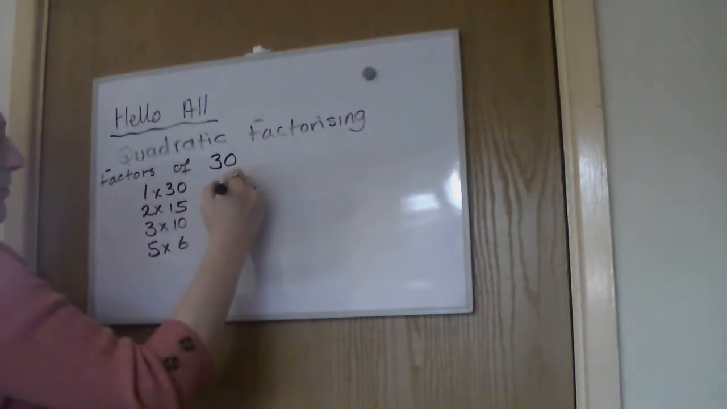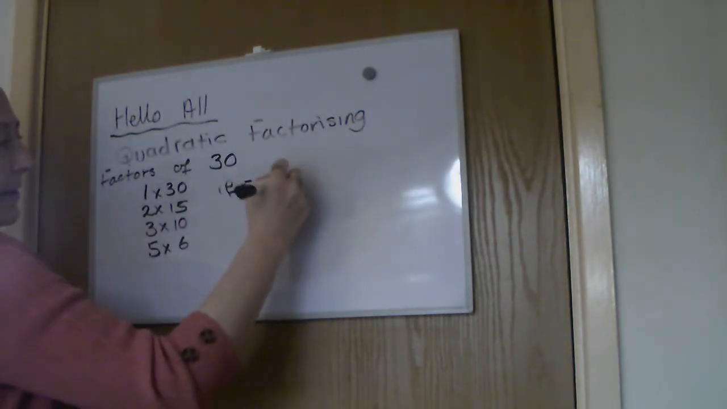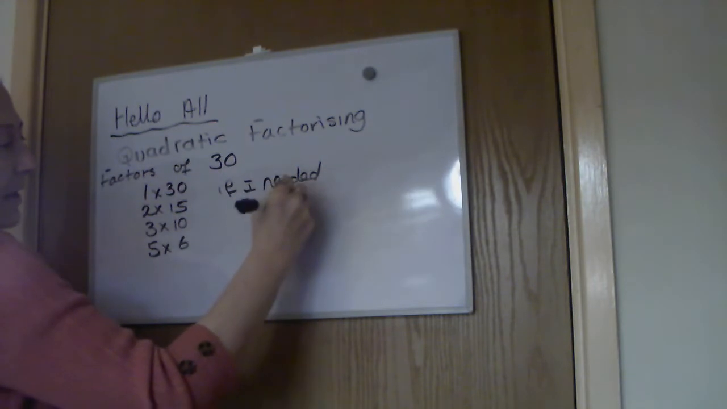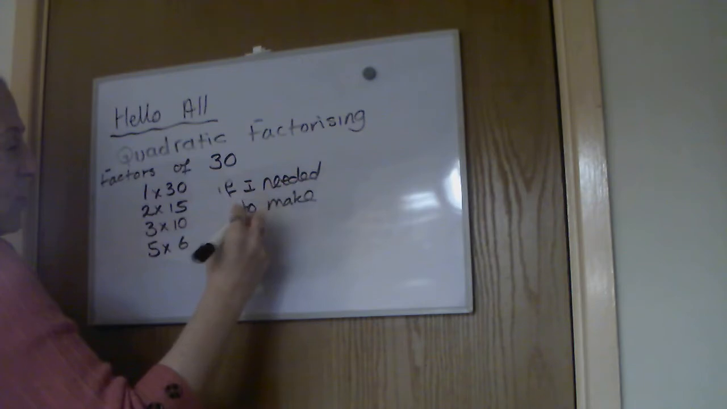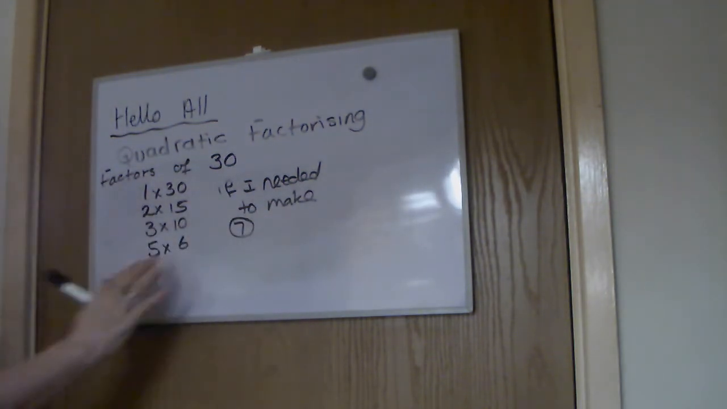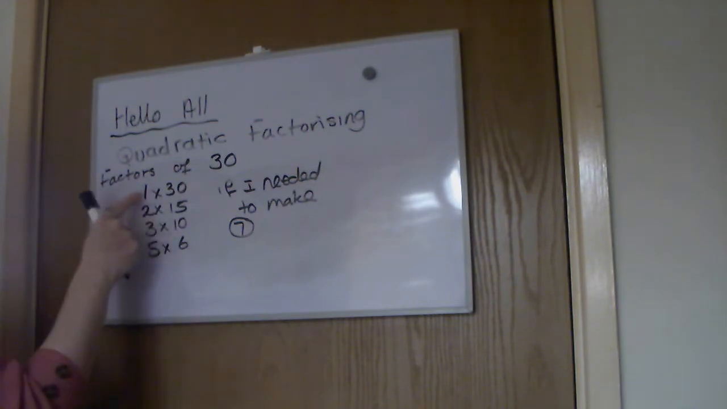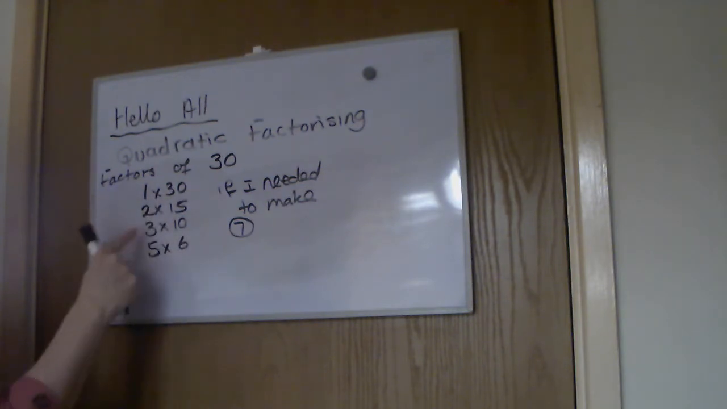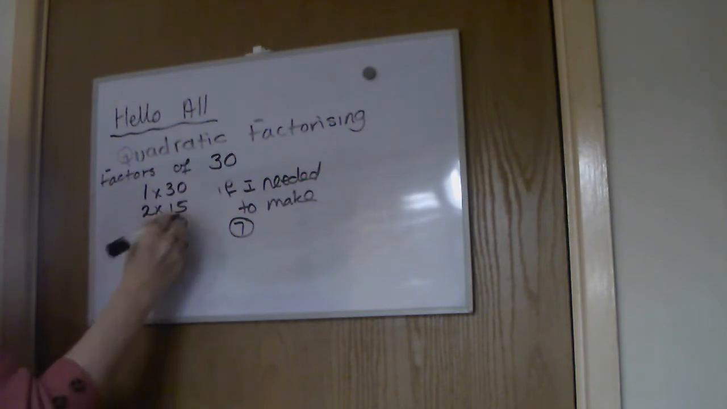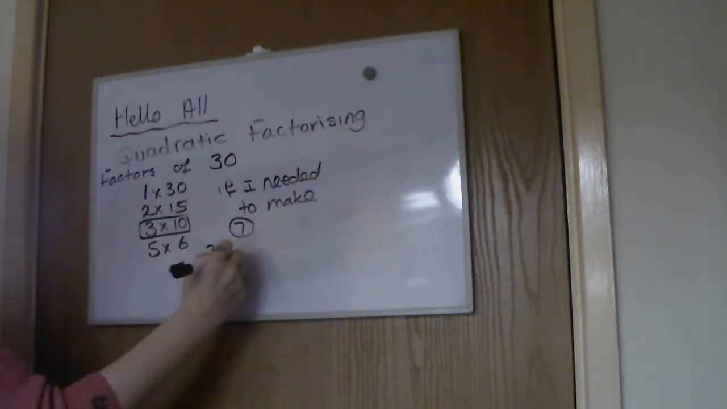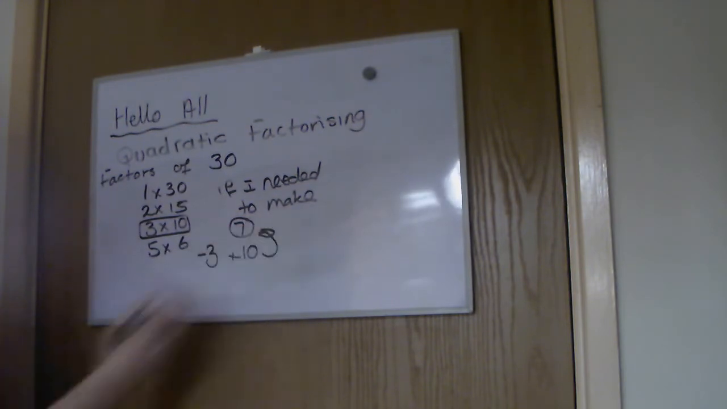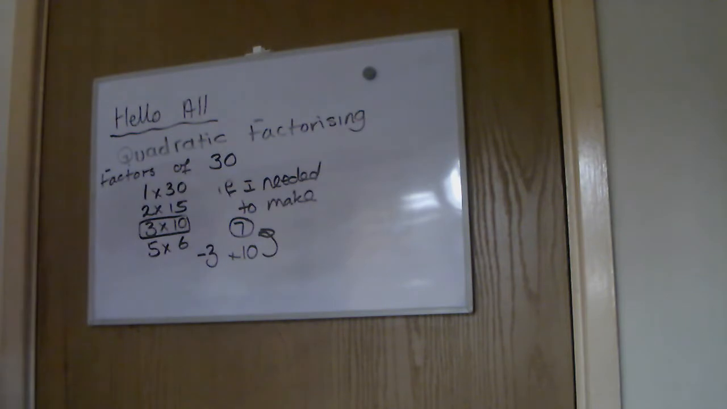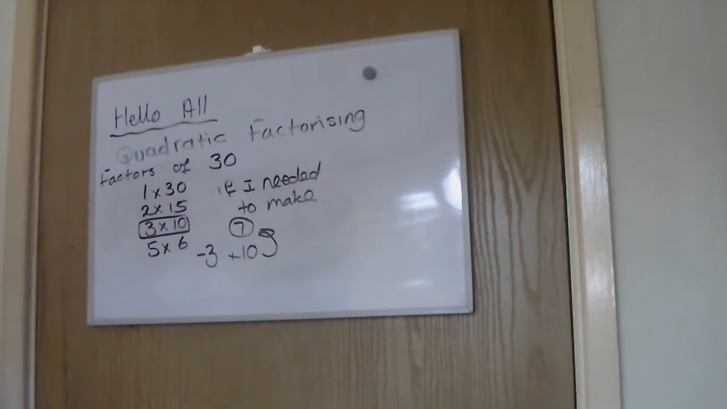Now, therefore, if I needed to make 7, let's say I needed to make 7 from these. 1 times, minus 1 plus 3, no. Minus 2, minus 5, no. Minus 3 plus 10 would equal 7. So we can manipulate it how we want to. Okay, so practice that a little bit. And now I'm going to show you how that applies to quadratic factorising.